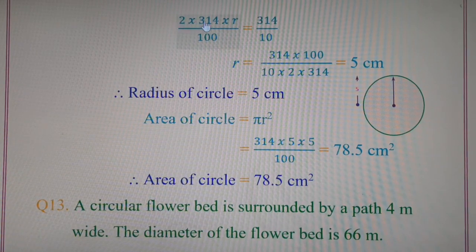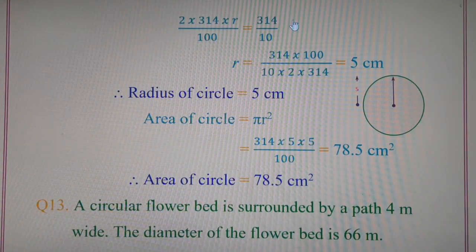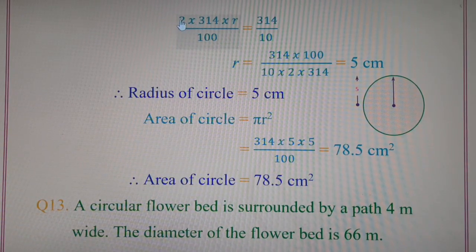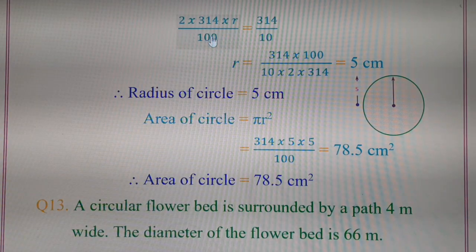Similarly, the 2 and 314 are written in the numerator, and when we transfer them to the right hand side, they will go in the denominator. So the opposite rule we have to use. Numerator 2 and numerator 314 will go in the denominator when we are transferring them from the left side to the right side by using the transpose rule. So radius is kept alone, and we'll copy the step as 314 multiply by 100. This 100 is going up. 2 is going down, 314 is going down, and 10 is copied as it is.